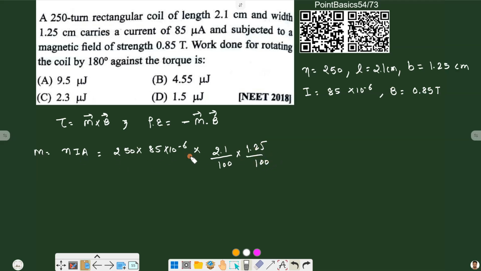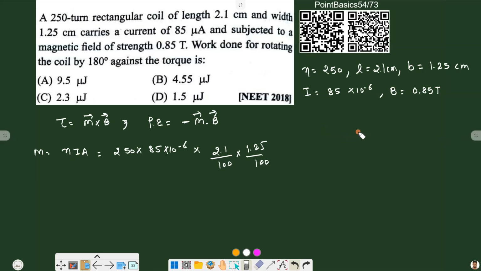That is the value of M. Now, as it is mentioned that work done for rotating the coil by 180 degrees against the torque. So assume that initially our coil is at theta degree angle with respect to the magnetic field.